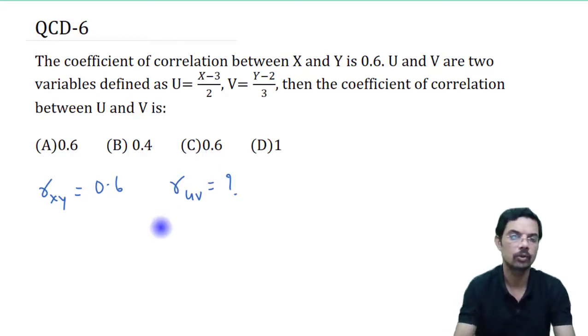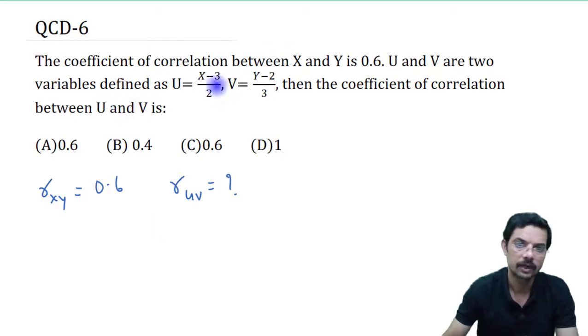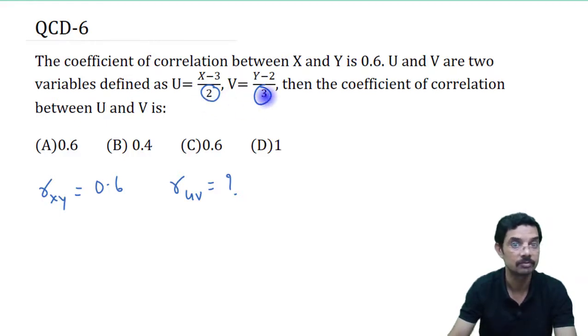Now we know that the correlation coefficient is not affected by the change in scale as well as origin, but it is affected by the sign of the scale factors. Okay, the scale factor means something which is multiplied or divided, so this 2 and this 3 are the scale factors. So both the scale factors are positive, having the same sign. Therefore the correlation coefficient will not change. In case both of them have different signs, then the sign of r of UV will change. Okay, so what we have here is r of UV will be equal to 0.6.